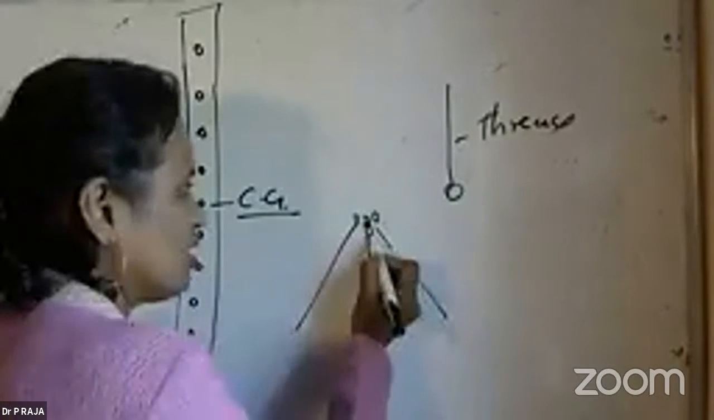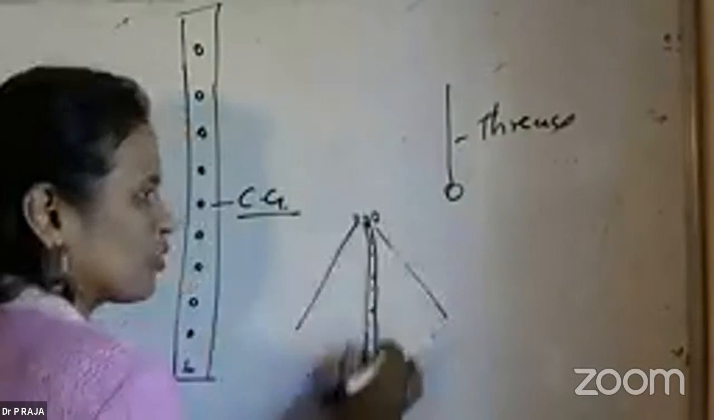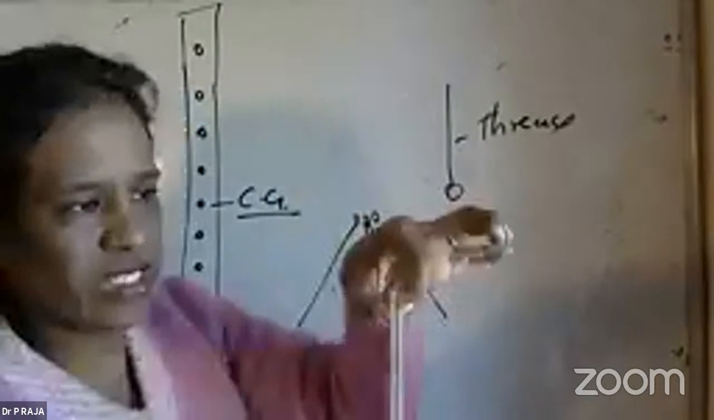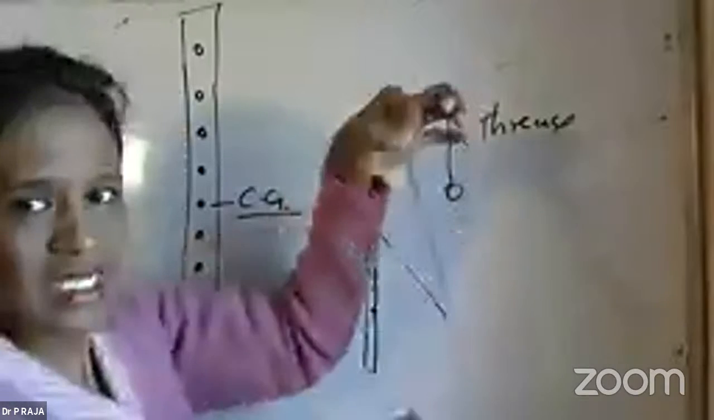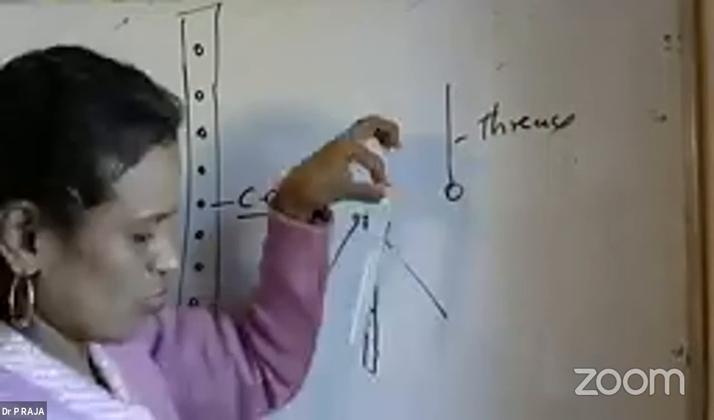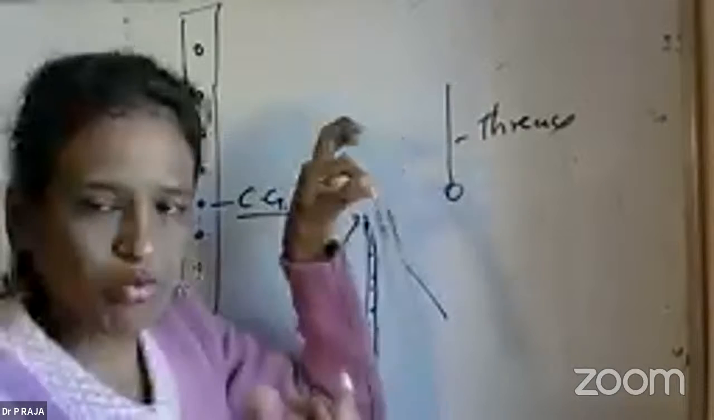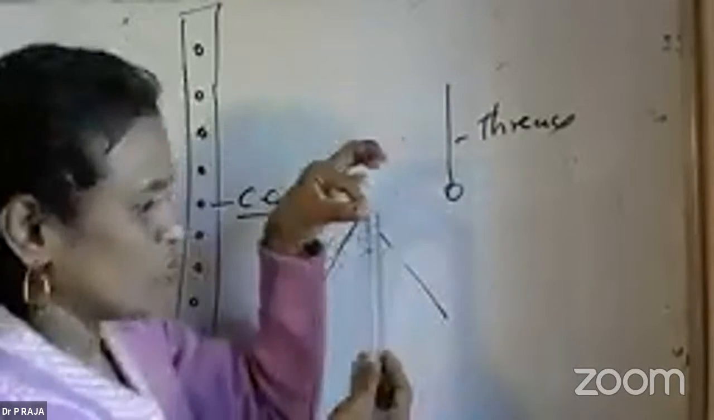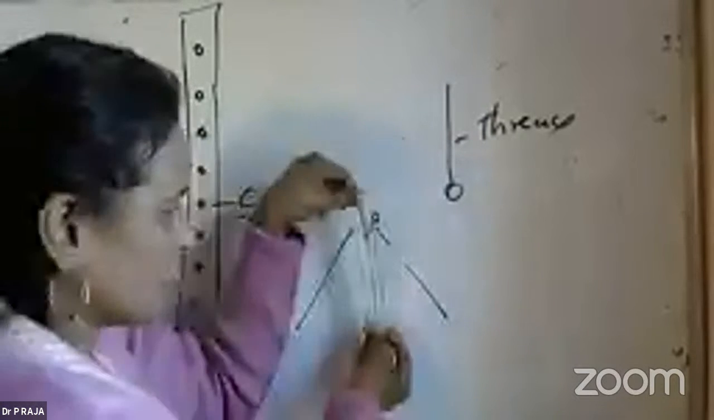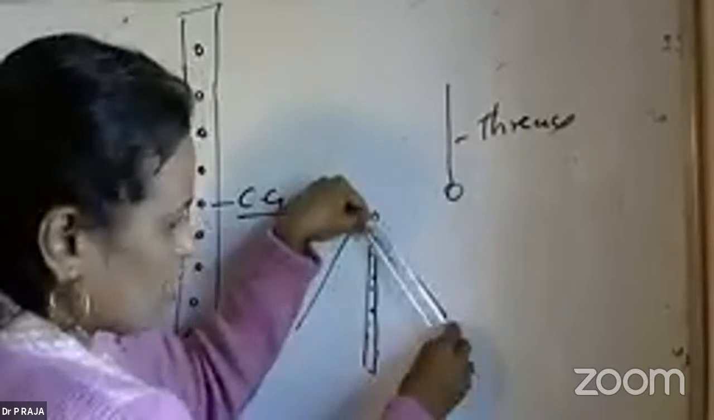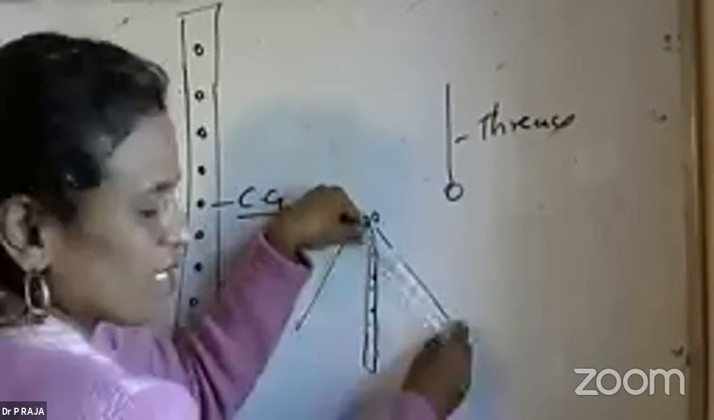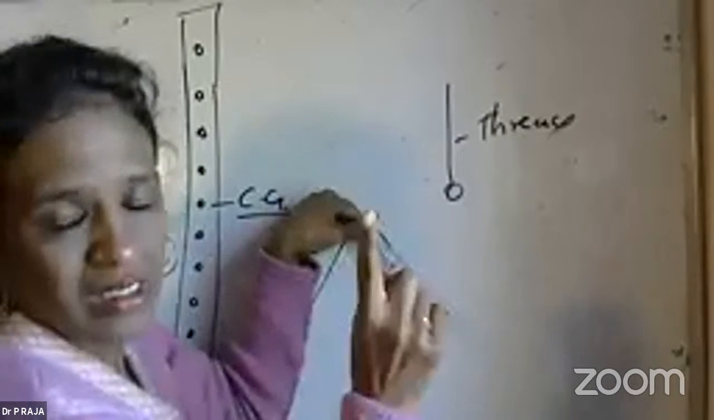Now, you will fix the compound pendulum. Suppose there is a hole here and I fix it in a rigid place and allow it to oscillate. So this will start oscillating. You will be given a stopwatch and you will start taking the reading. Once it moves to this position, start the stopwatch, allow it to oscillate. It will go here and come back. It will become one oscillation, isn't it?